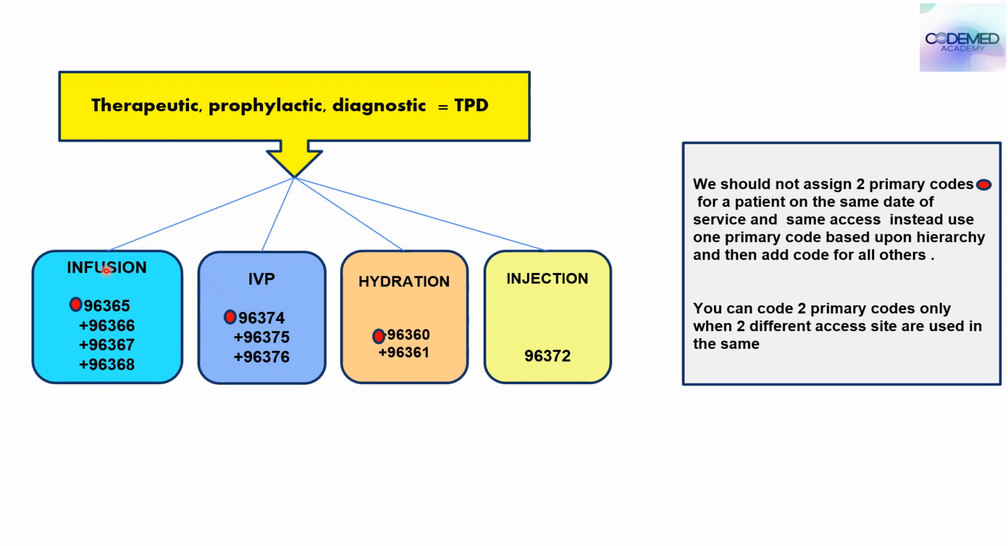So if there is an infusion and hydration that has been given, for the infusion I will use the primary code, but for the hydration it will always be the add-on code. So that is very important.